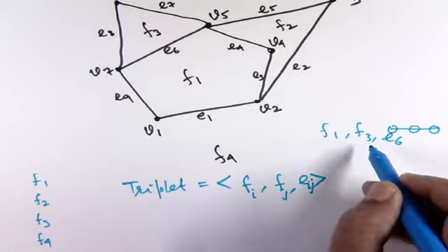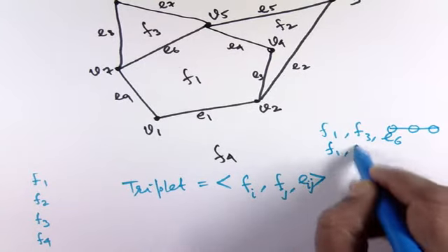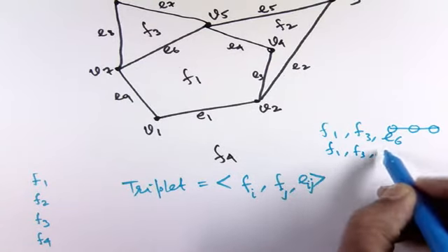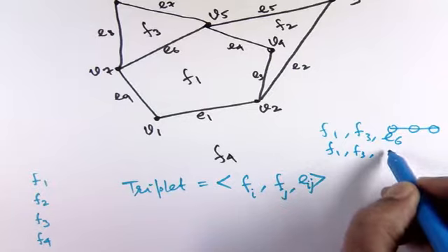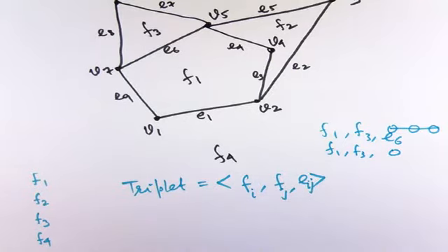E6, F1, F3, 0, depending on the dimension. F1, F3, 0, because we don't have any other edges. So as many edges as there are, you'll list all of that. The total number of edges will be the size of the third dimension. Yes, but that does not give us the edges around a vertex. It gives us the adjacency of faces, but there's no vertex information here.